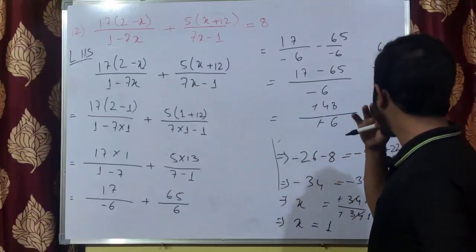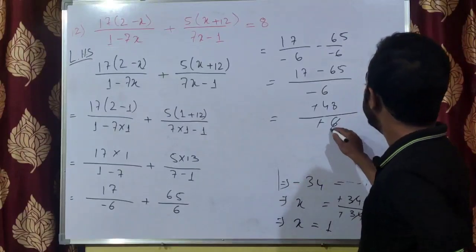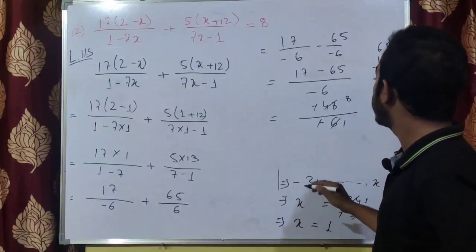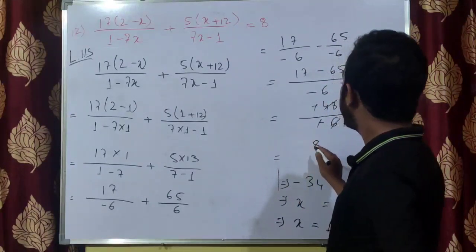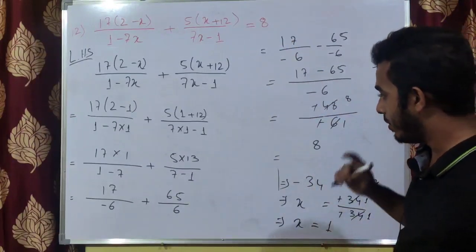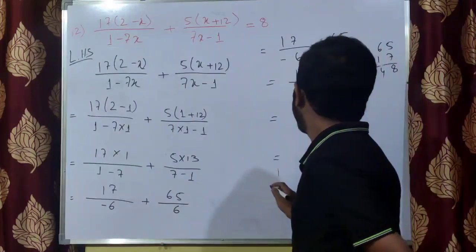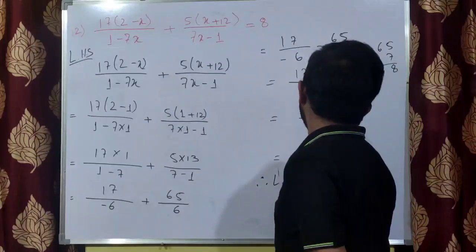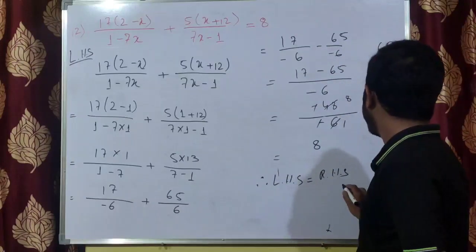Minus minus cancel, right? So 6 1s are 6, 6 8s are 48. So it will be what? LHS is 8 and RHS is also 8. So can we write LHS equal to RHS? Yes. Therefore LHS equals RHS. That means what? Verified, right?